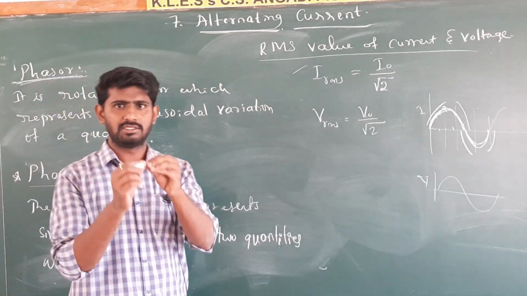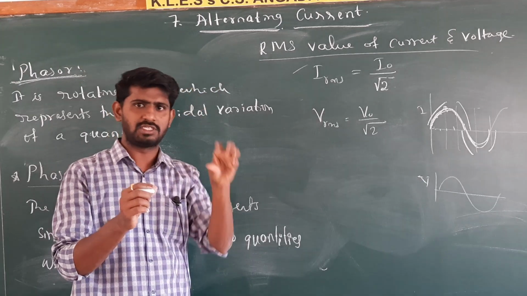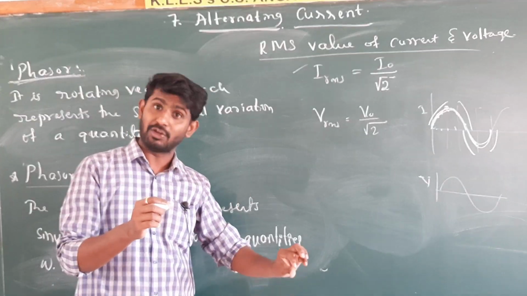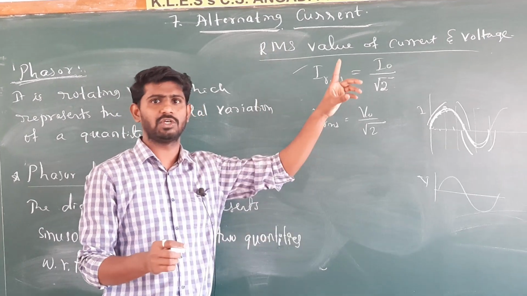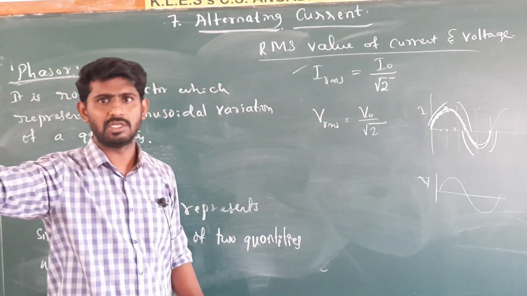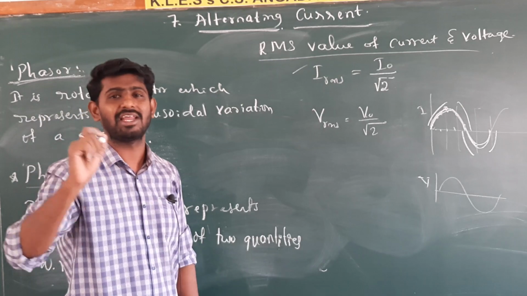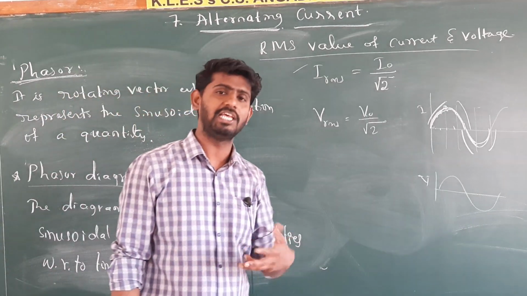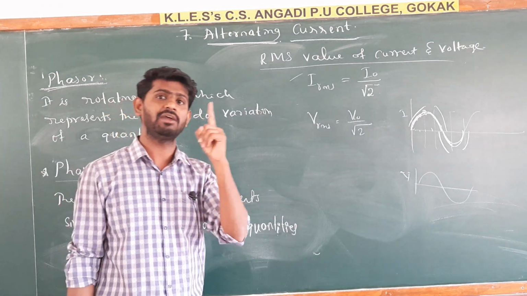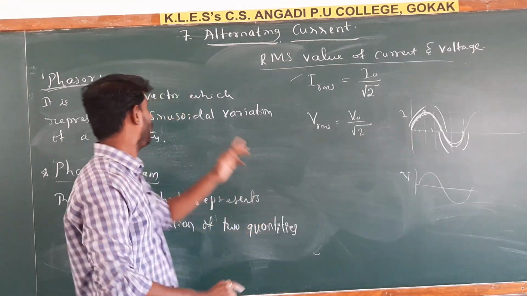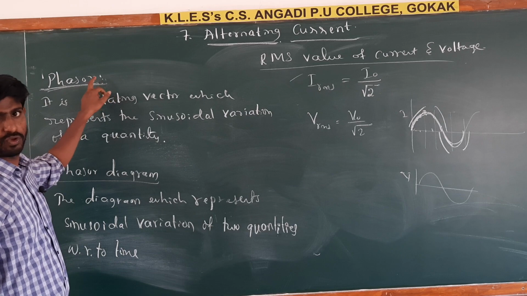Its value should be 0, maximum, 0, negative maximum, again 0, next positive maximum, 0, negative maximum, 0. So there must be a sine wave. Such a variation is called a sinusoidal variation. Suppose a quantity is varying sinusoidally, then we can represent it by a particular rotating vector. That rotating vector we call the phasor.